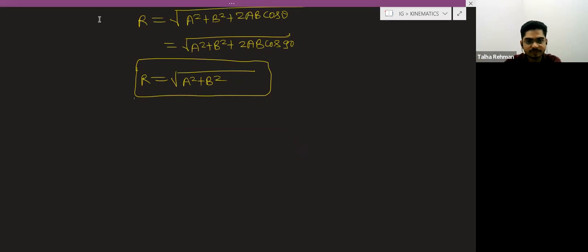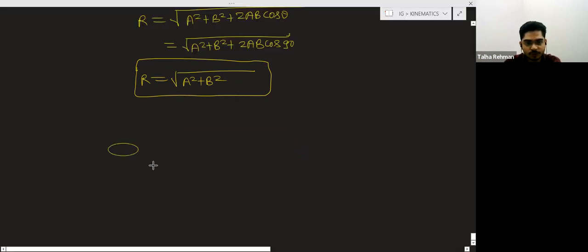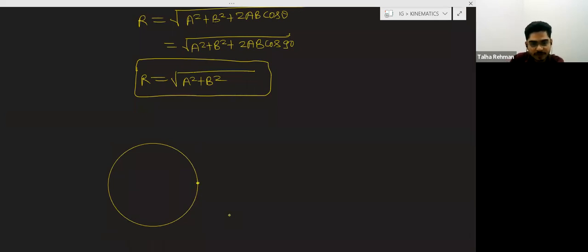See, that was the case. I have told you in a circular path, suppose here I am considering one point and this is the center. In this direction there will be the tangential acceleration, and in this direction there will be the centripetal acceleration. I told you, centripetal acceleration is v square by r, and tangential acceleration is dv by dt.